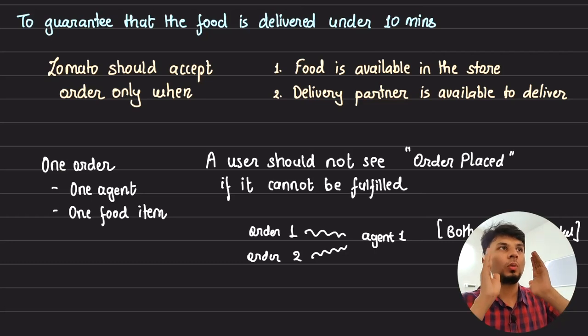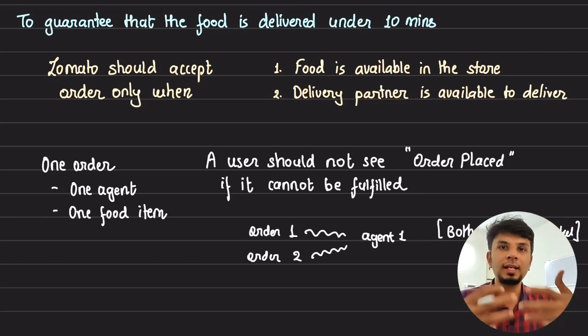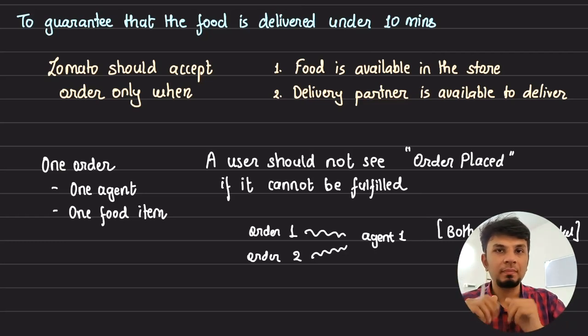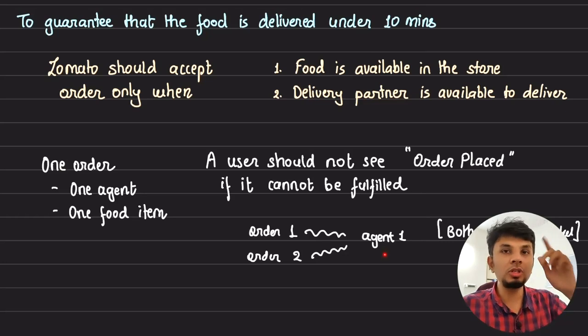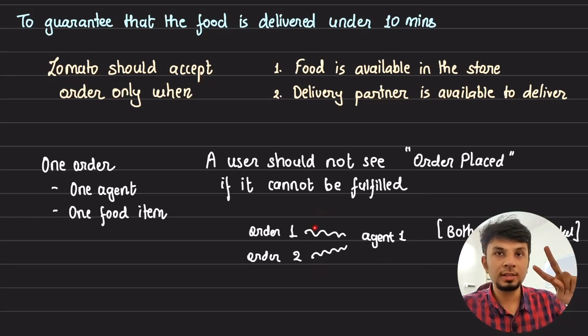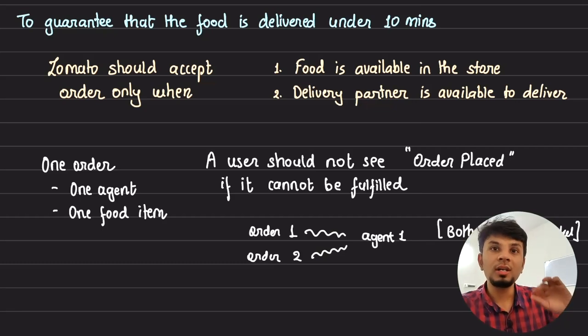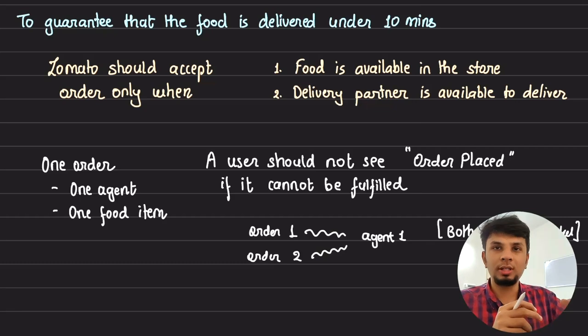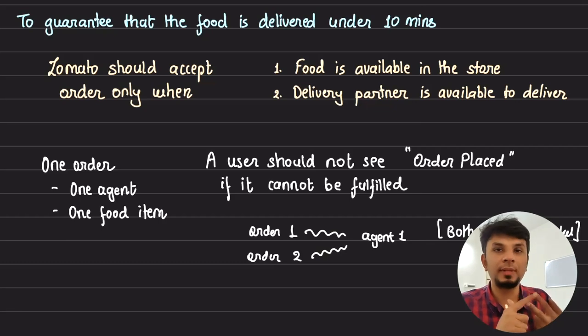So the main thing that we are solving is resource contention. So let's say if there is one delivery agent, agent one, it should not happen that two orders are assigned the same delivery agent, or that the same food item is assigned to two orders, right? So resource contention is what we are solving, right? That too in a distributed setup.